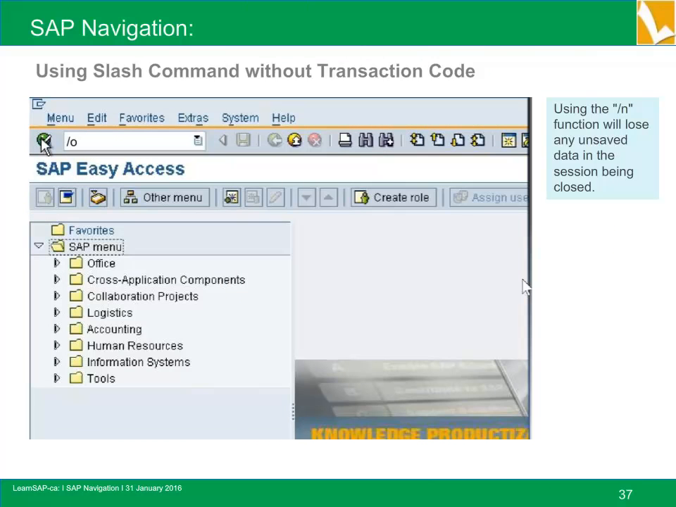Using a / command without indicating a transaction code in the command field has additional functions. Entering /o in the command field and clicking Enter will show an overview of the sessions you currently have open. Entering /n in the command field and clicking Enter will end the current transaction.